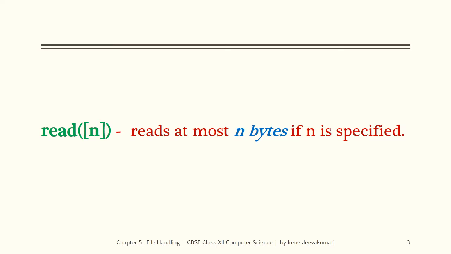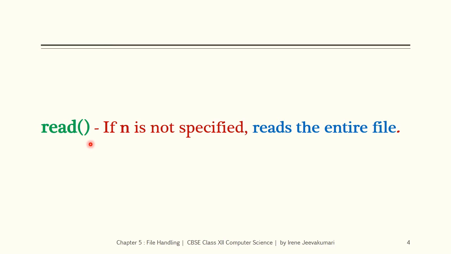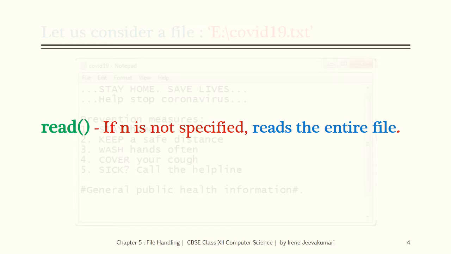The read function reads at most n bytes if n is specified. If n is specified, it reads n bytes from the given file. The read function reads the entire file if n is not specified. If the optional argument n is not specified, the read function reads the entire contents of a file.